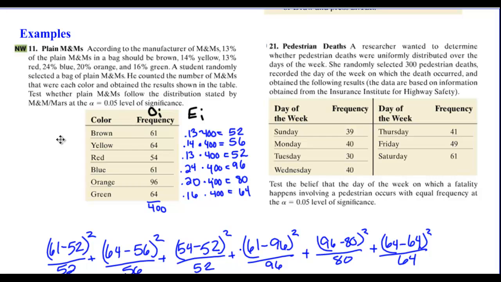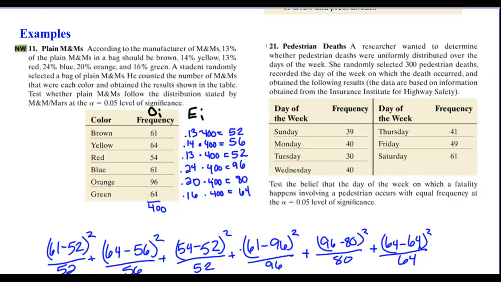One thing I do want to mention that we didn't specifically double check and should have is that our expected counts were all greater than or equal to 1, and that we did not have more than 20% that were 5 or less. Because all of these were over 5, we didn't have anything to worry about.